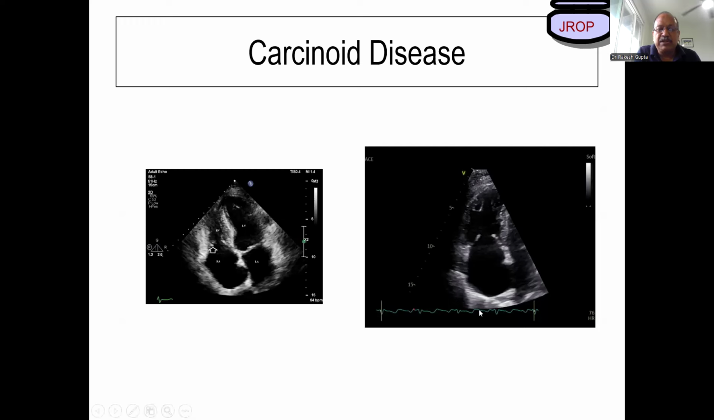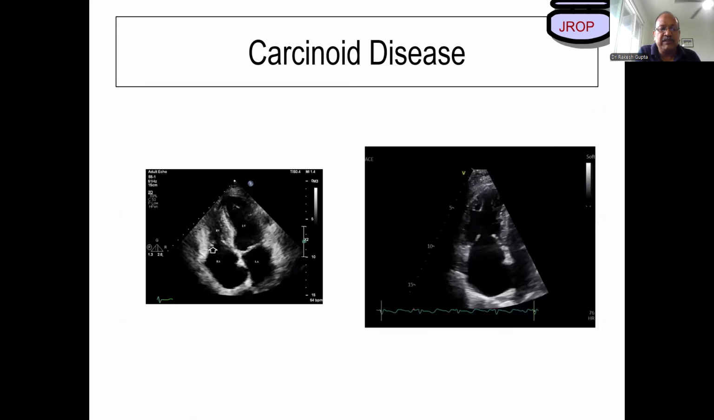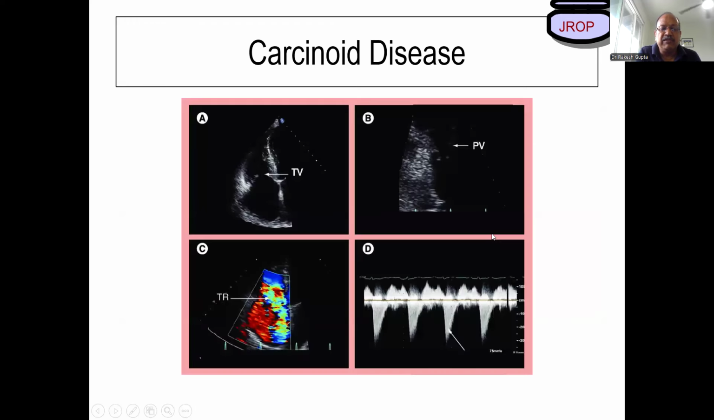I don't have a live picture for tricuspid valve leaflets, but I've got static pictures of a tricuspid valve leaflet. It's a neuroendocrine tumor, so it will involve not only the tricuspid valve, it will also involve the pulmonic valve. And look at the thickening of this tricuspid valve leaflet with non-coaptation. And whenever the non-coaptation happens, you have significant tricuspid regurgitation.